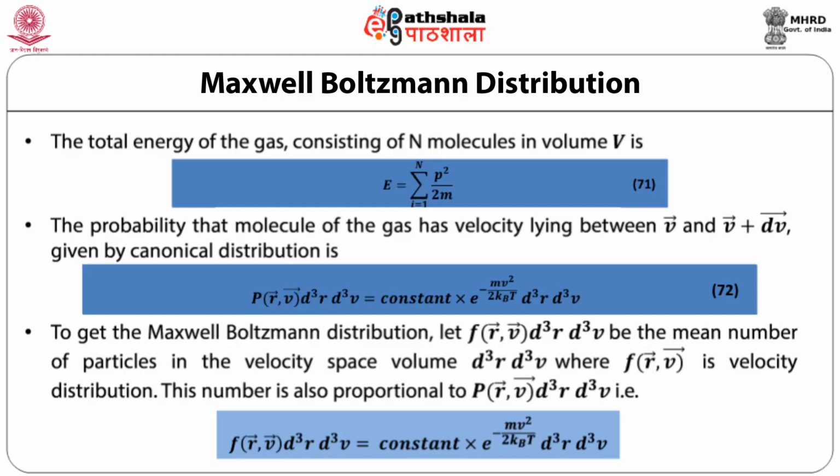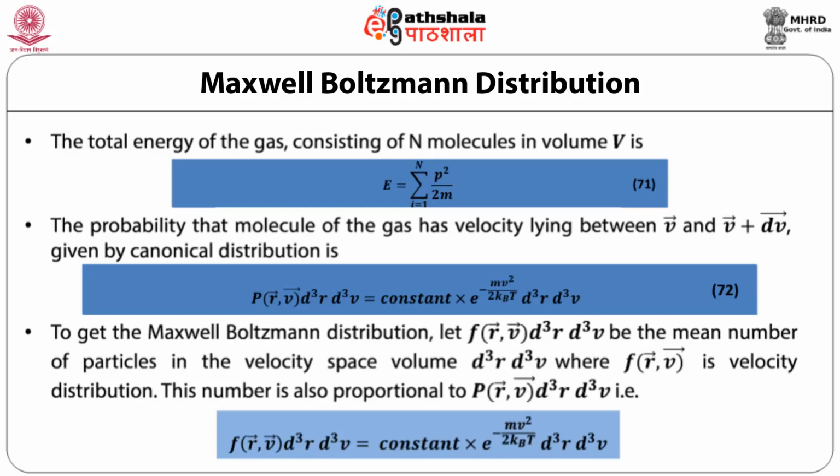The probability that a molecule of the gas has velocity lying between v and v plus dv is given by the canonical distribution and is P(r,v) d^3r d^3v equal to constant multiplied by e raised to power minus mv square by 2 k_BT d^3r d^3v.